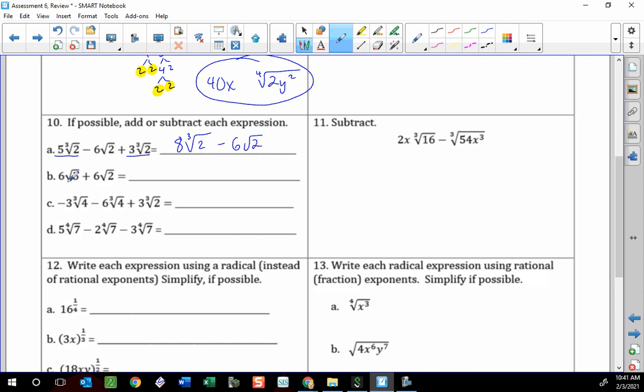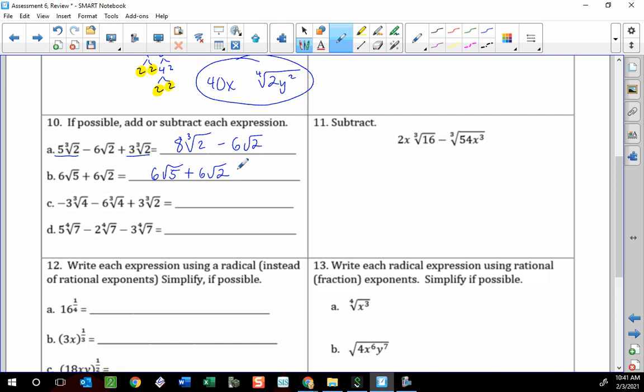All right, this guy right here, 6 radical 5 plus 6 radical 2. I can't do a thing. There's nothing to do, so my answer is still the same. 6 radical 5 plus 6 radical 2. I cannot add those together, unless I'm going to do it on a calculator and get a decimal.